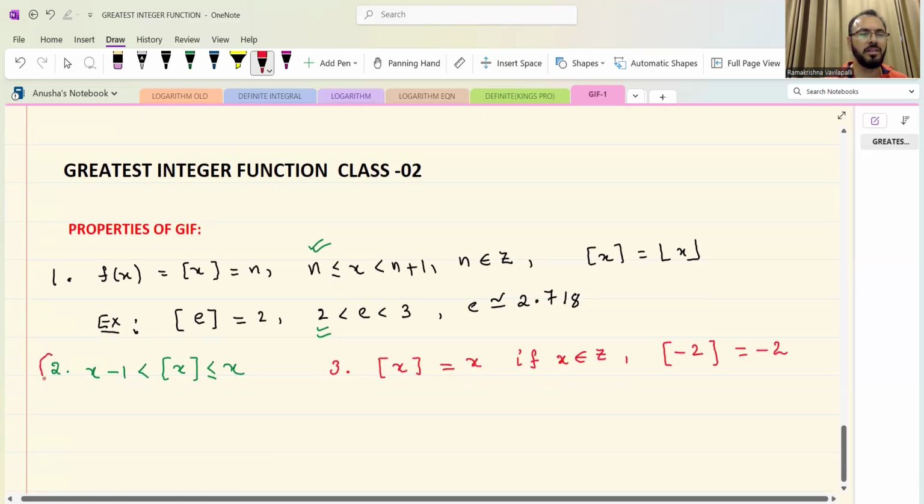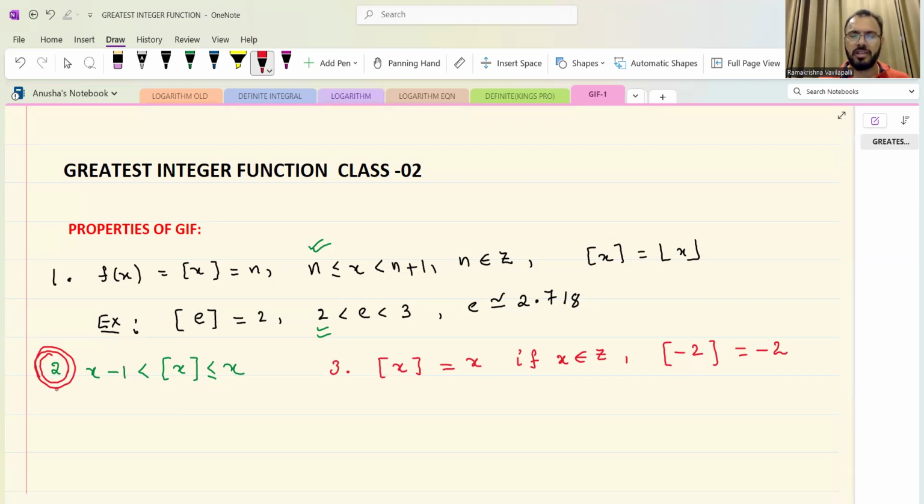Second property. We use this property very frequently in evaluating some kinds of limits while using the sandwich theorem. The integral part of x is always less than or equal to x, but it is more than x minus 1.